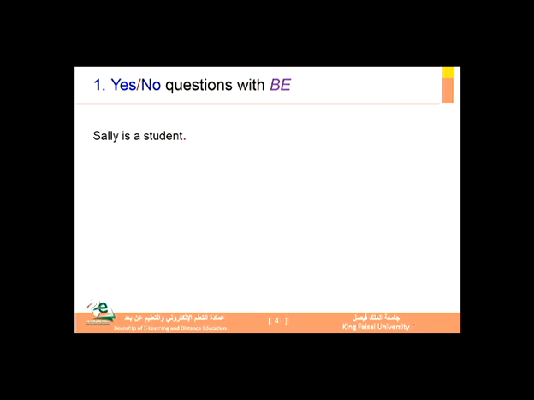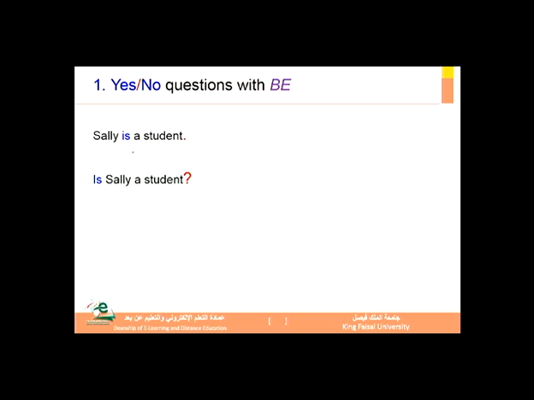Let's start with the first part of this lecture, where we use yes/no questions with verb to be. Now, we have this sentence, Sally is a student. Clearly, this sentence consists of a subject, Sally, followed by one form of verb to be, which is. Now, the idea here is that we need to change this sentence into a question. This is how the sentence is as a yes/no question: Is Sally a student?